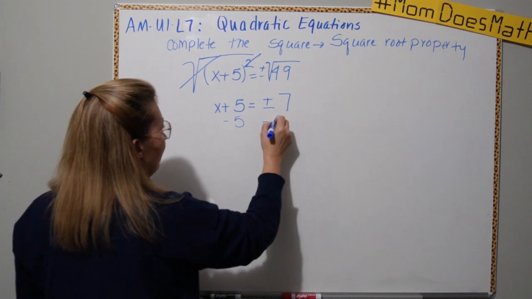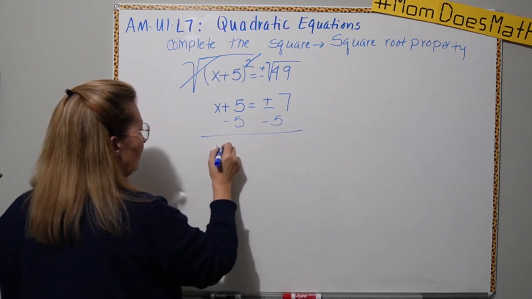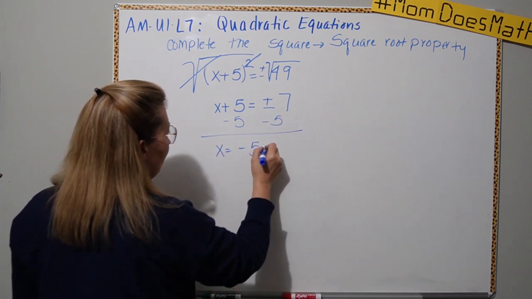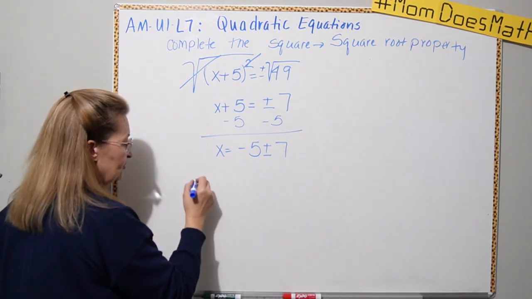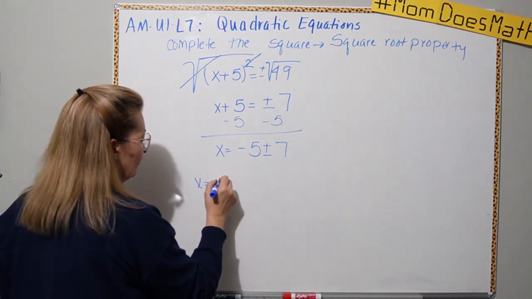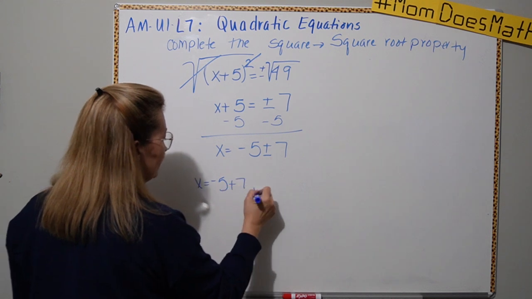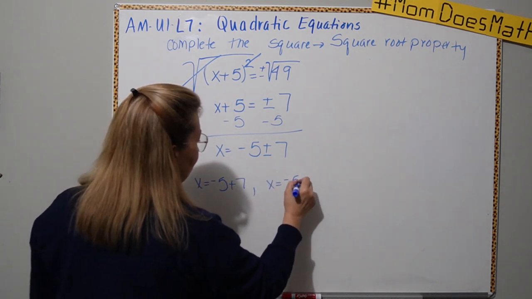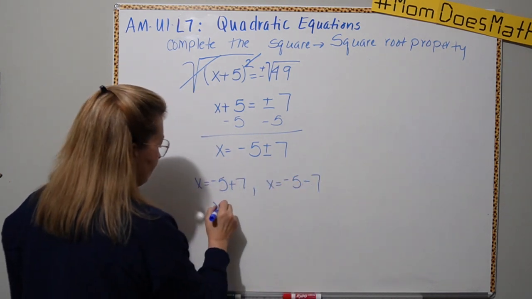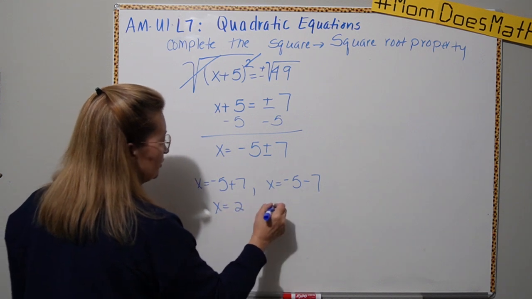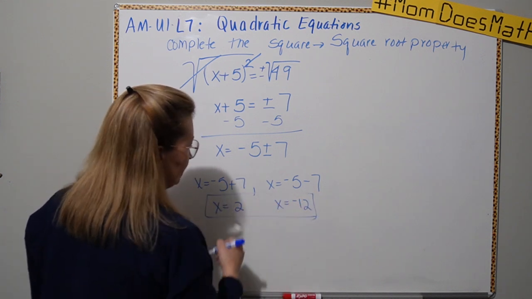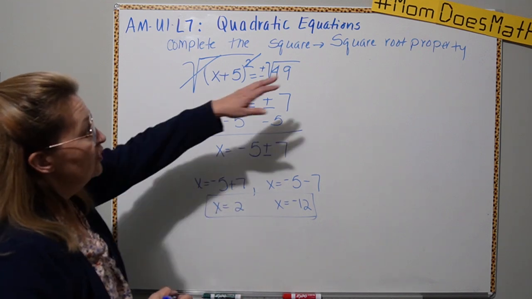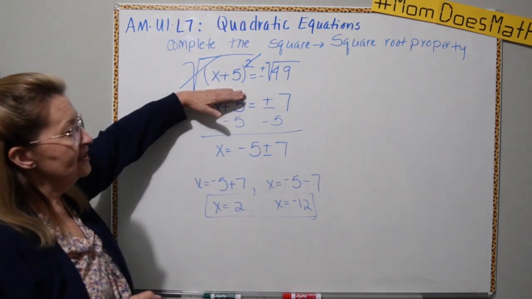I'm going to subtract 5 from each side. So now I have x equals negative 5 plus or minus 7. This is actually 2 answers, because I have x equals negative 5 plus 7 and x equals negative 5 minus 7. So x is equal to 2 or x is equal to negative 12. There's my 2 answers. So the square root property works really well in this situation.